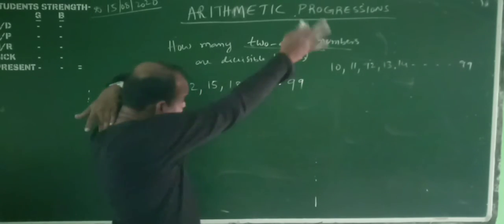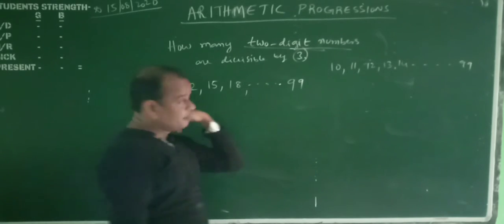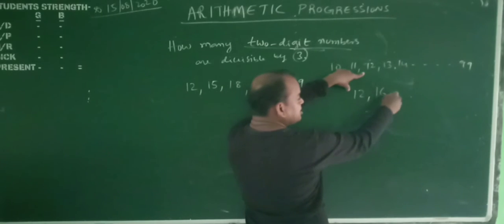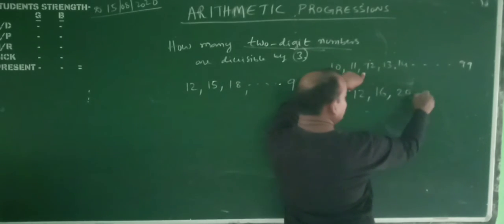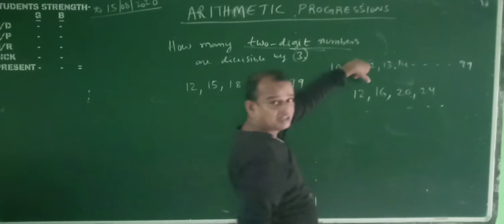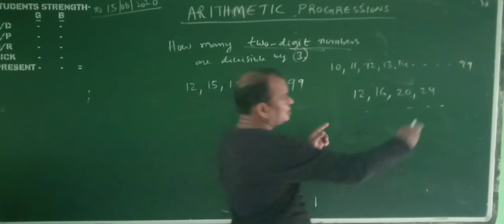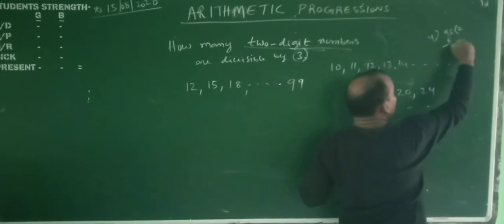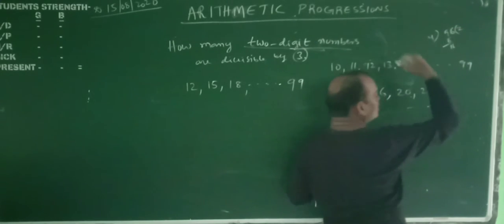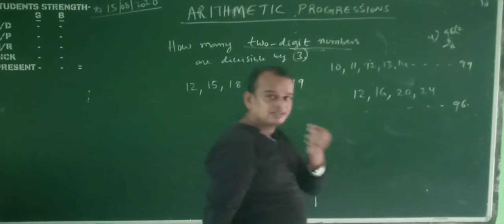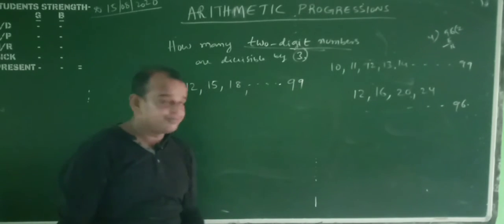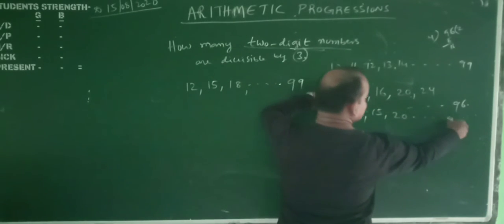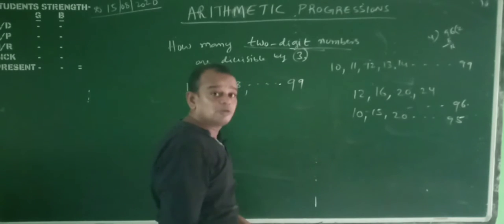But suppose 2-digit numbers divisible by 4. Divisible by 4 means 12 is also divisible by 4. After that you will add 4: 12, 16, 20, 24. Last one: 98 is not divisible by 4, 99 not. 4 twos are 8, 98 not. This is 96, 100%. That's why the last number is 96. Suppose divisible by 5: 5 is 100%, 10, 15, 20. Last one is 95.